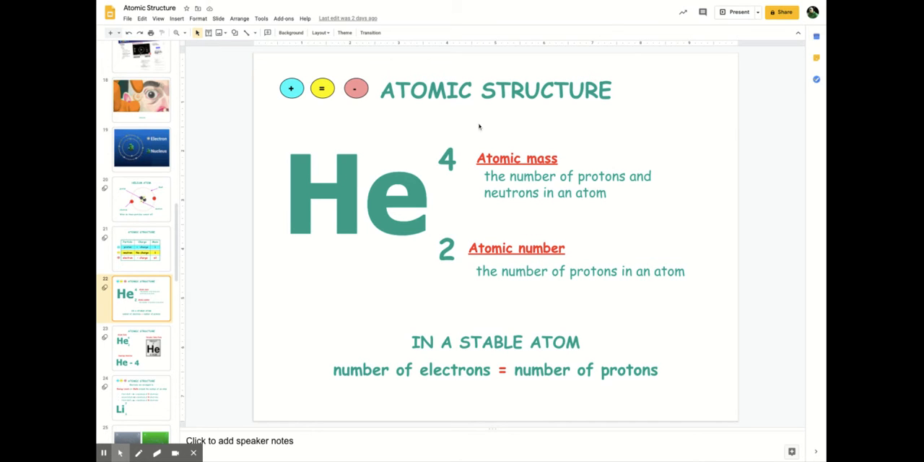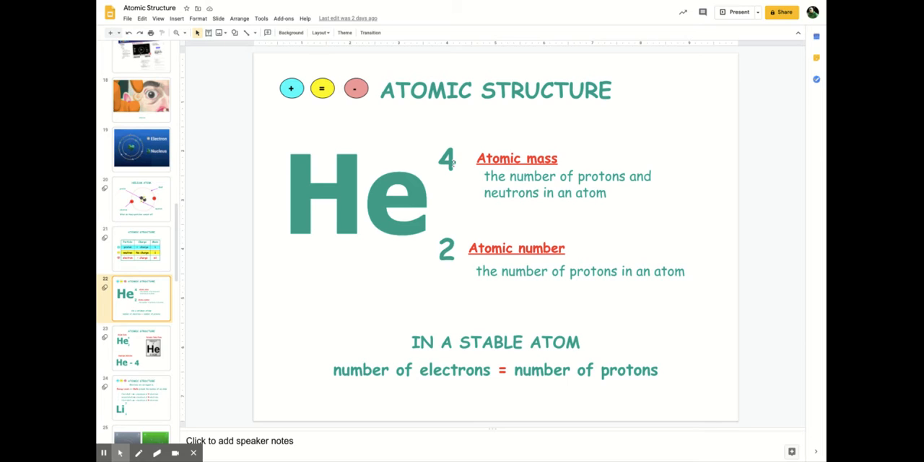So first of all, atomic structure. This is called the script form. What that means is we write the atomic symbol of an element. So this element, does anybody know? Helium. It's helium, and it has an atomic mass of 4 and an atomic number of 2.